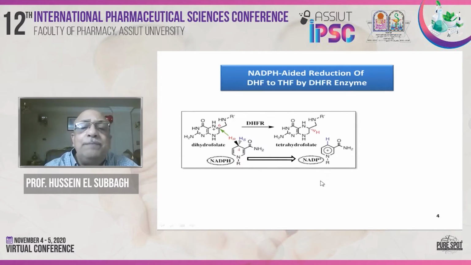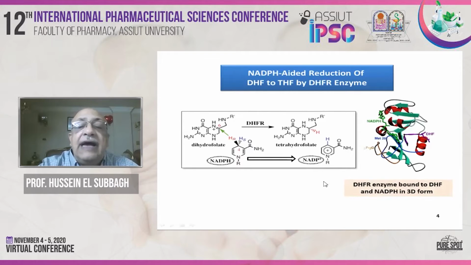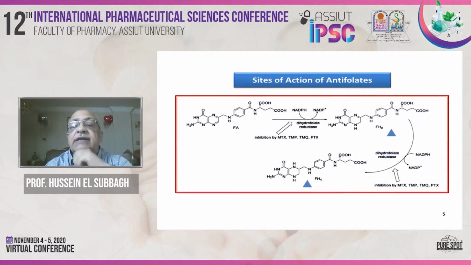What does dihydrofolate reductase precisely do? As you can see, it reduces dihydrofolate into tetrahydrofolate in a process that eventually involves the methylation of uracil into thymine. In this scheme, you find the sites where drugs could be involved. We have two sites to prevent the formation of tetrahydrofolic acid.